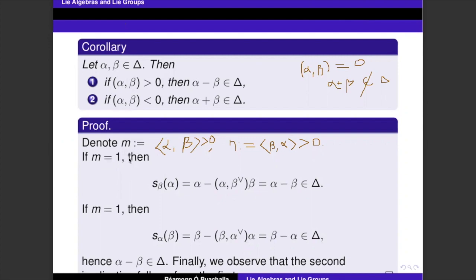So if m was equal to 1, then what we're going to have is alpha minus, this is m. Oh, sorry, that shouldn't be there. Then this is 1, so we get alpha minus beta, but we know that the root system is closed under reflections. This is in the root system, so that means that this is in the root system, and we're done. Now here, this is n. So if n is equal to 1, we're going to try to use the same argument. We want this to be equal to 1.